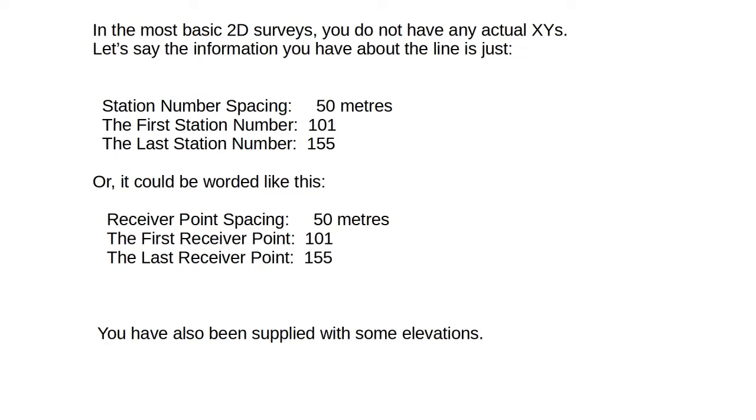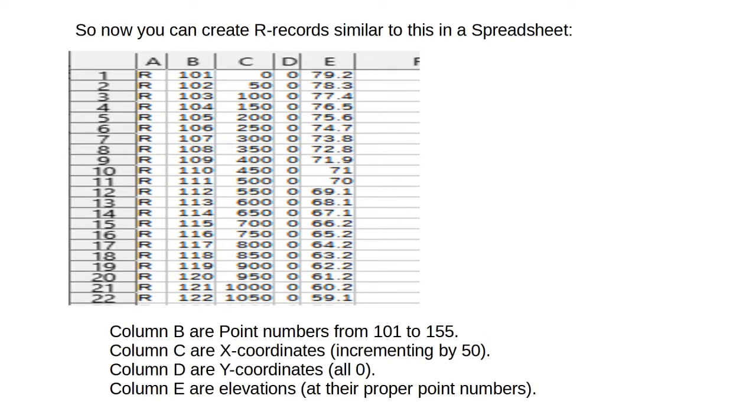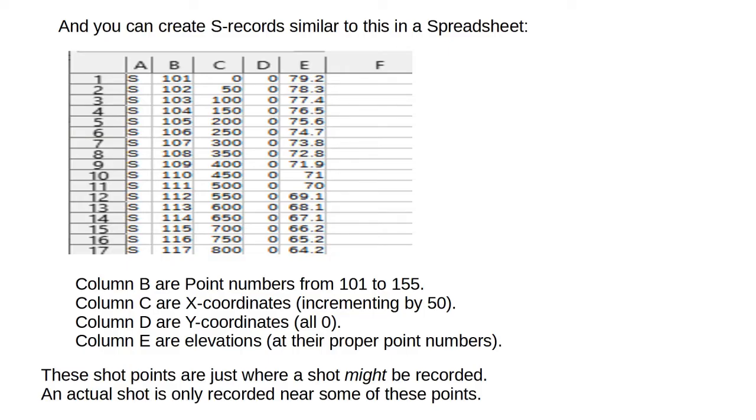Typically, you also have elevation values. Now you can create rows in a spreadsheet with point numbers and x-coordinates incrementing by the spacing. The y-coordinate is all zeros. Then add your elevations at their proper location. The first column should contain the letter R. You should create similar rows in another spreadsheet, except that the first column is S.